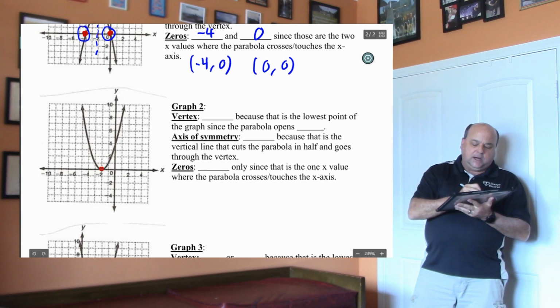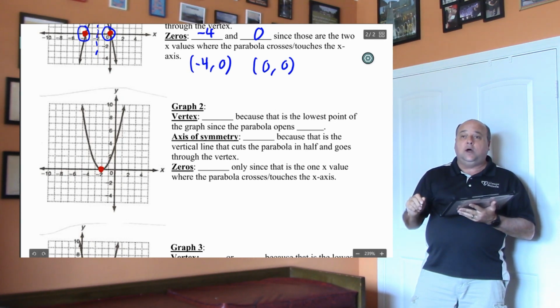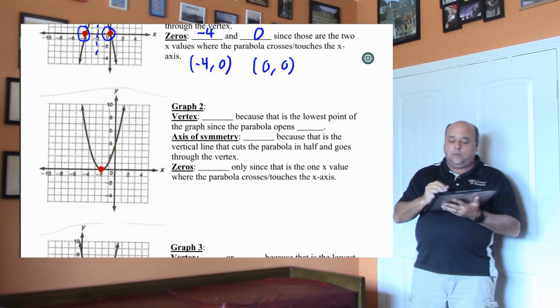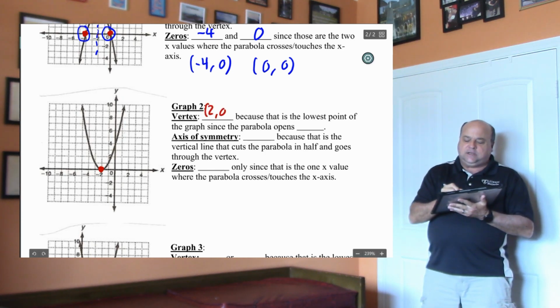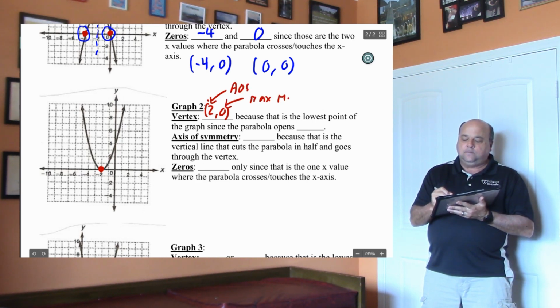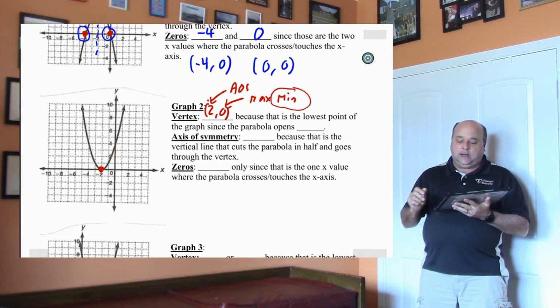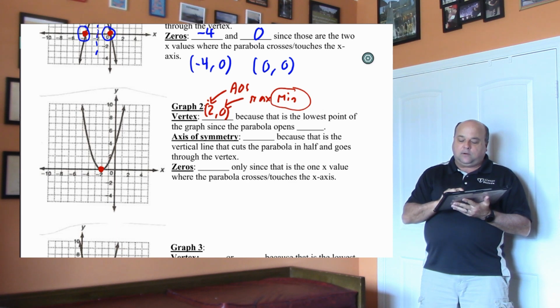Okay, put a dot at the vertex, and we only have one intercept, right? If the vertex is on the x-axis, it has one zero. So my vertex is 2, 0. Remember, the 2 is going to turn into your axis of symmetry. The 0 is going to be the max or the min. In this instance, it's a min, because it's the lowest point of the graph, since the parabola opens up, okay?